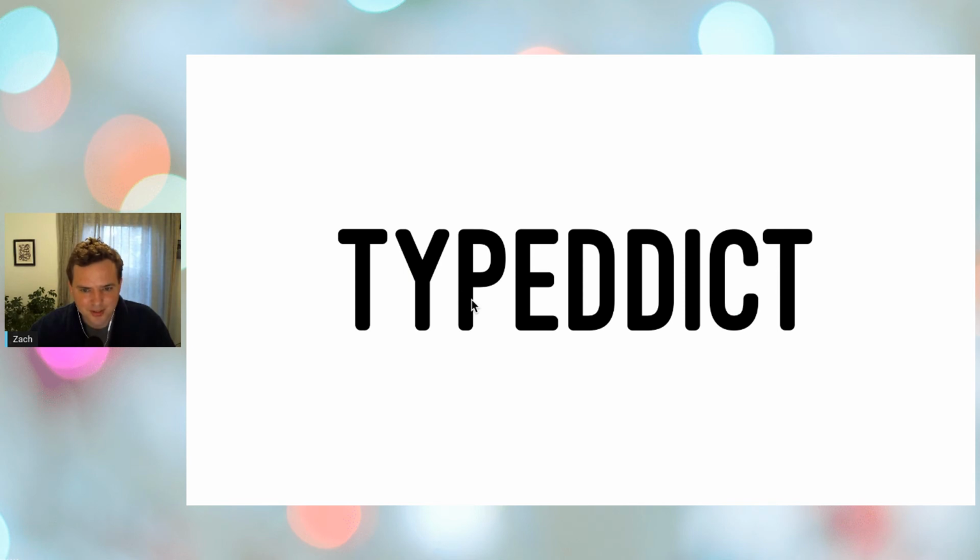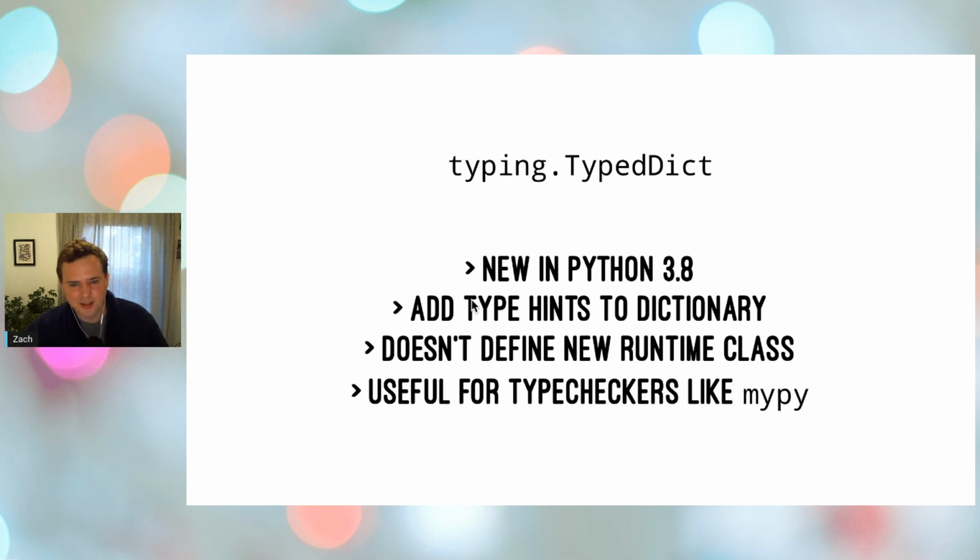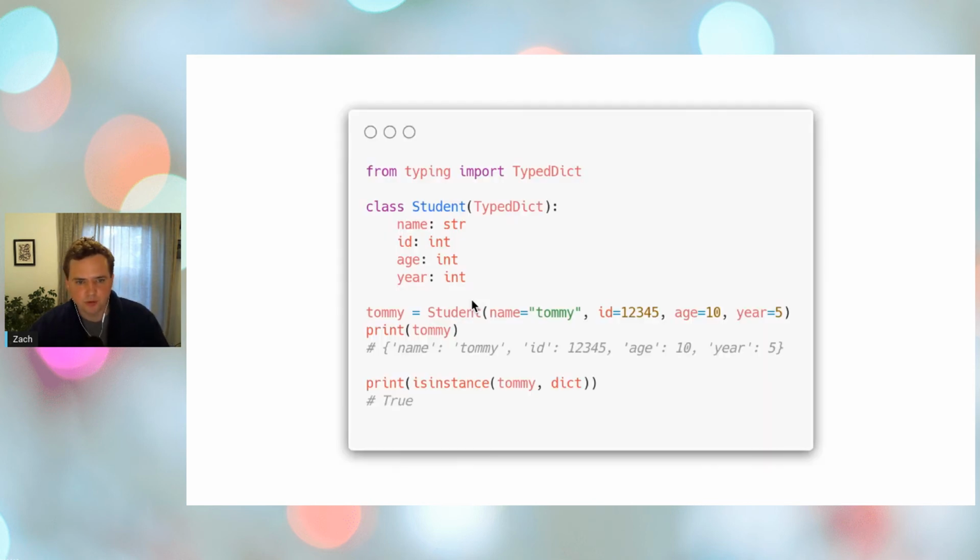So moving on, there's also in the standard library the TypedDict. Not a whole lot to say about TypedDict. It came out last year in Python 3.8. It adds type hints to the dictionary object. It doesn't define a new runtime class. At runtime, the class is still going to be a dict, but it's really useful for type checkers like MyPy. So an example of usage, it looks a lot like the NamedTuple.